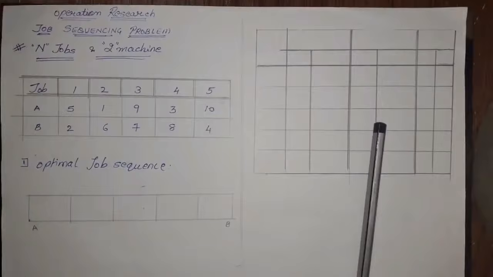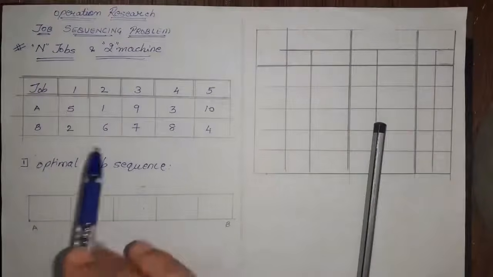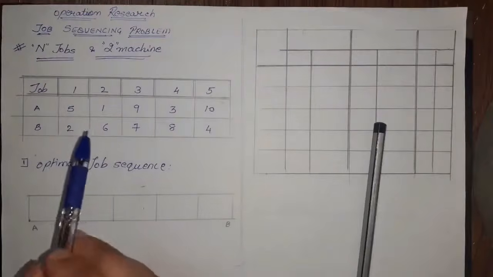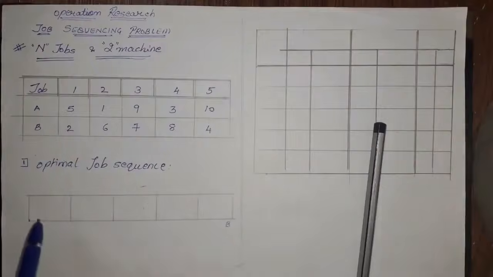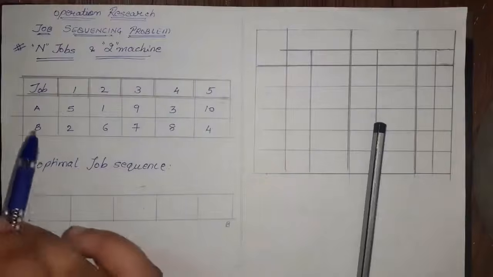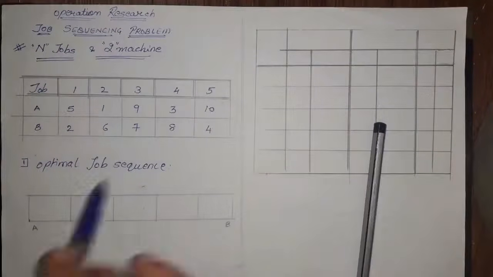Now we will start finding the optimal job sequence by taking the job which has the least number of hours. If that least hour appears in machine A, we will note it from the left side, and if it appears in machine B, then we'll note it from the right side. Let us see how to do this by actually solving it.